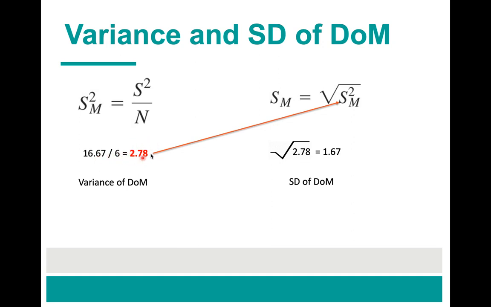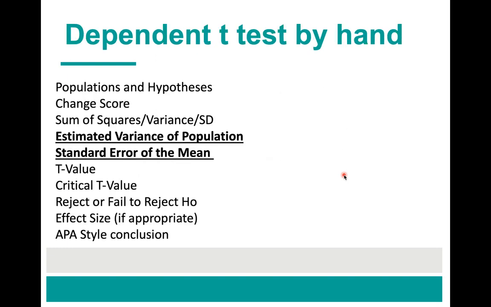Then we take the variance of our distribution of the mean, and we take the square root of it because we want the standard deviation of the distribution of the mean, the S sub m. So we take the square root of 2.78, which gives us 1.67, and this is going to be the denominator of our t-test. So that's the math. The math is easy, right?